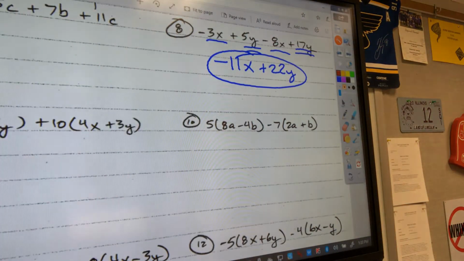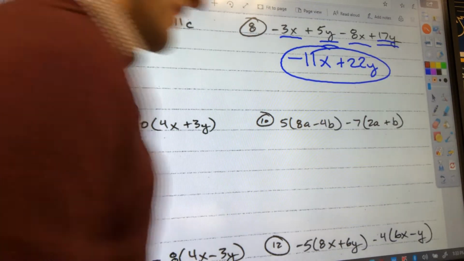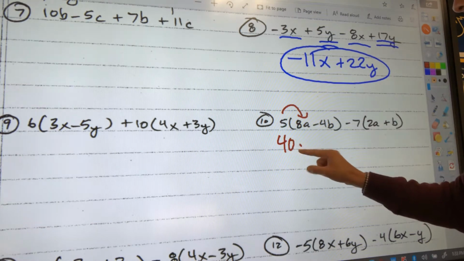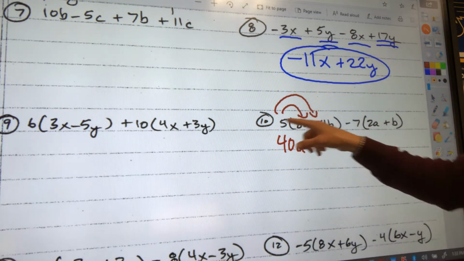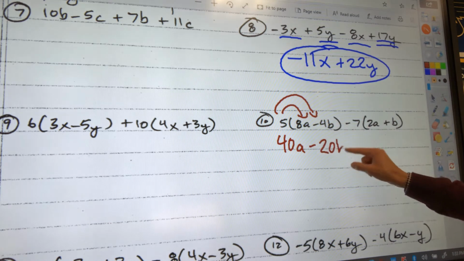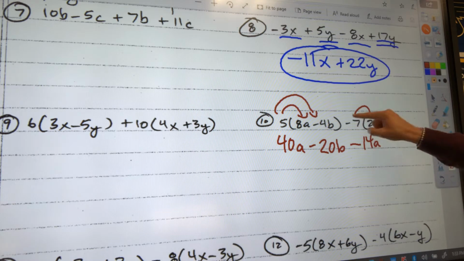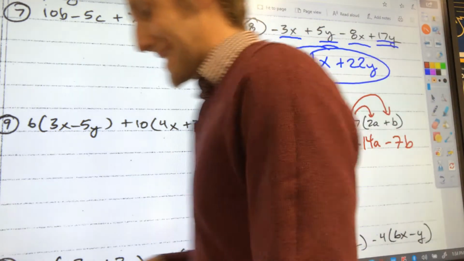Number 10. Now we have some distribution. A's and B's. 8 times 5 is 40a. A positive times a negative is a negative. 5 times 4 is 20b. A negative times a positive is a negative 14a. A negative times a positive is a negative 7b.